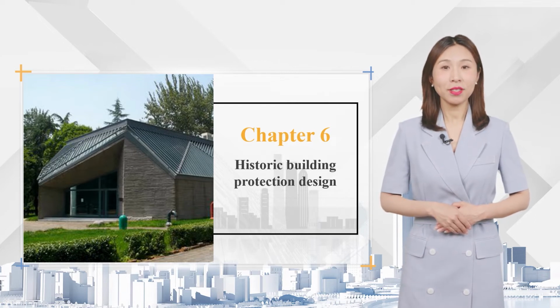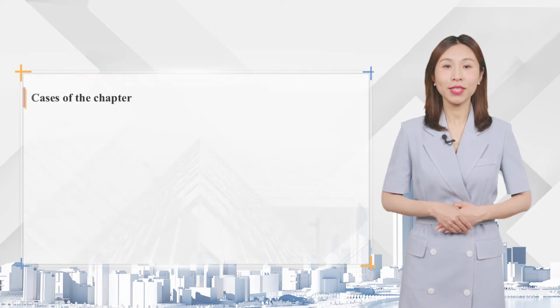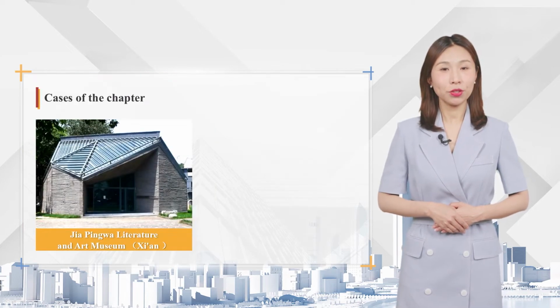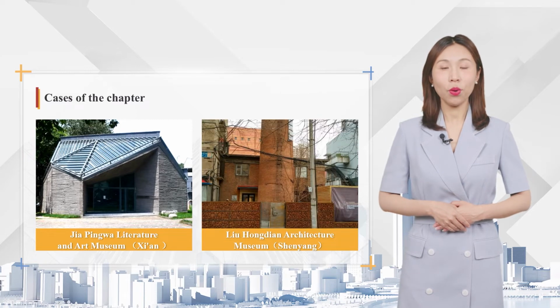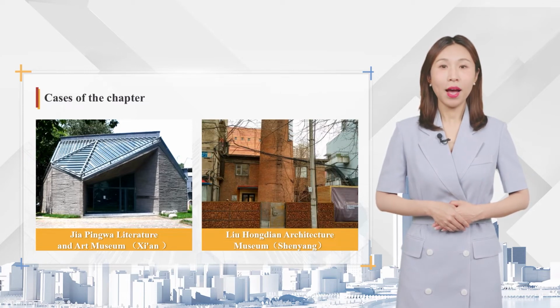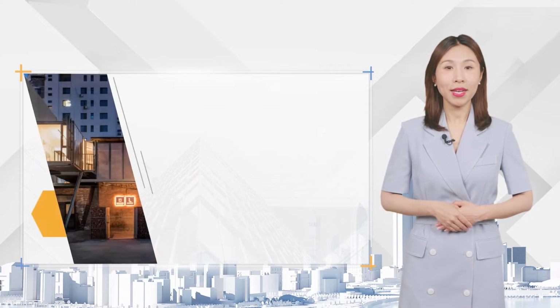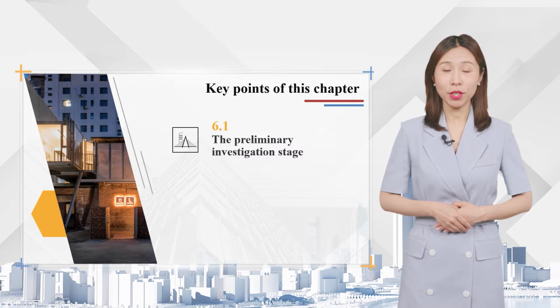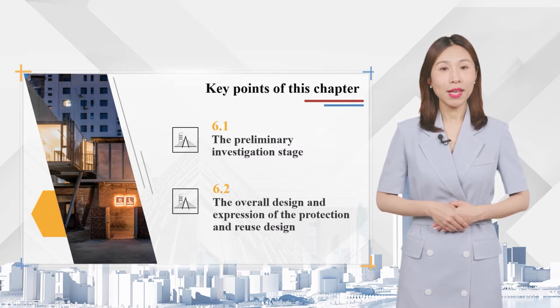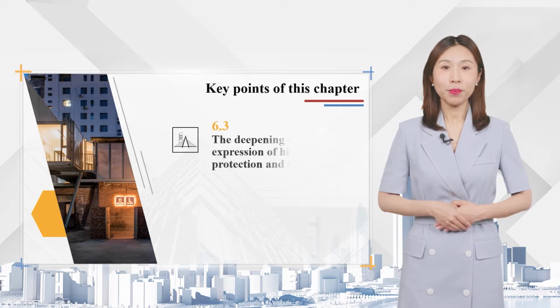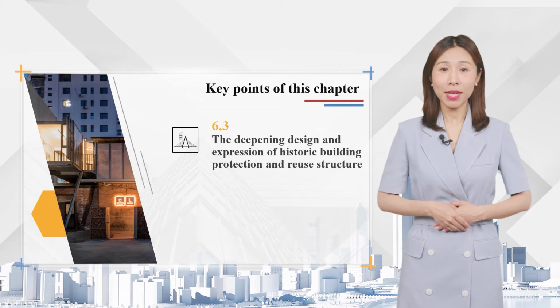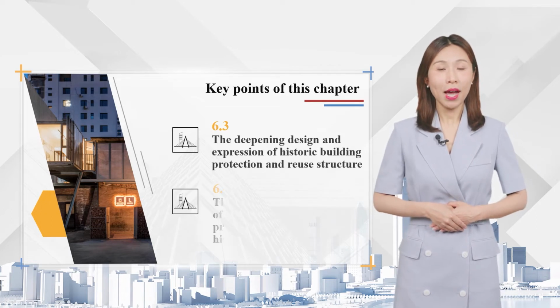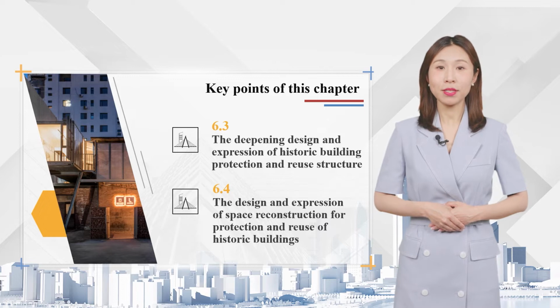In this chapter, combined with 2 cases of reconstruction, Jiapingwa Literature and Art Museum and Liu Hongdian Architecture Museum, I will explain 4 parts, that is, the preliminary investigation of the protection and reuse design, the overall design and expression of the protection and reuse design, the deepening of the structure of the protection and reuse scheme, and the design and expression of space reconstruction for protection and reuse.